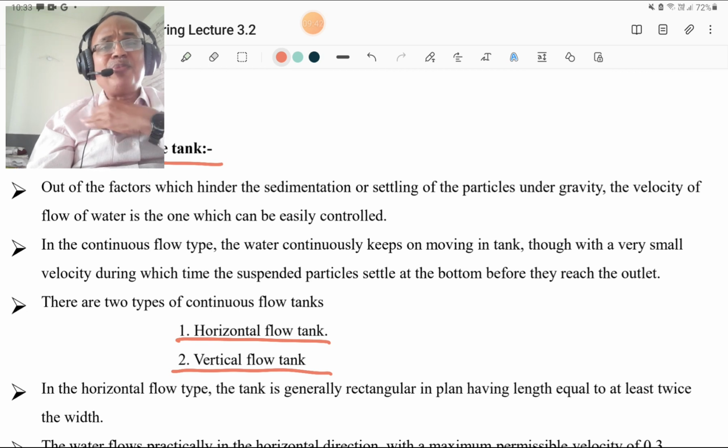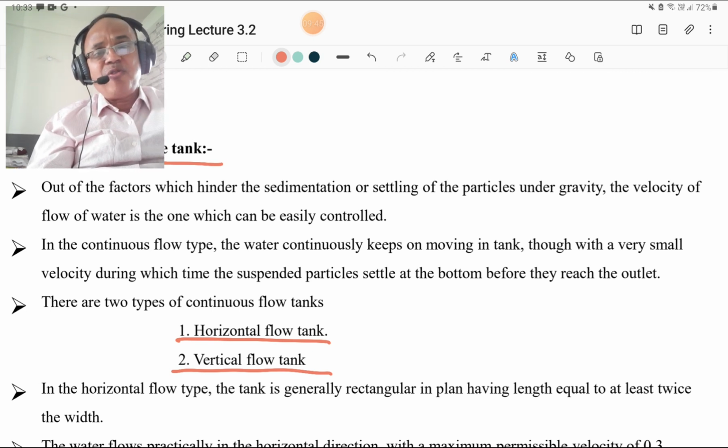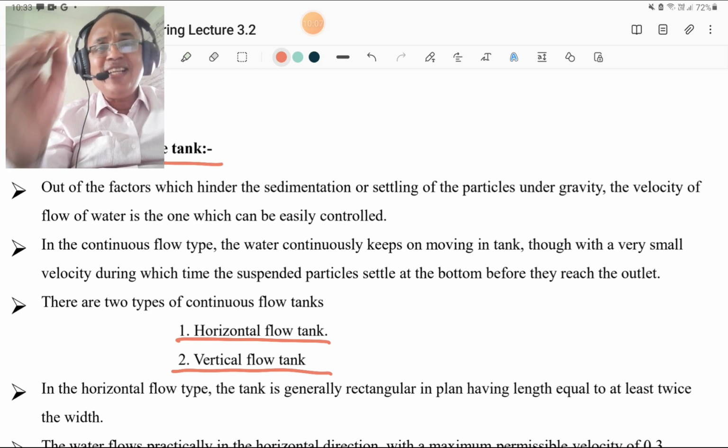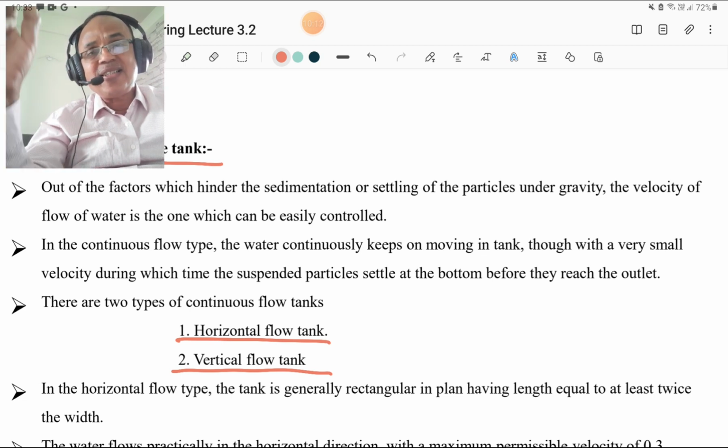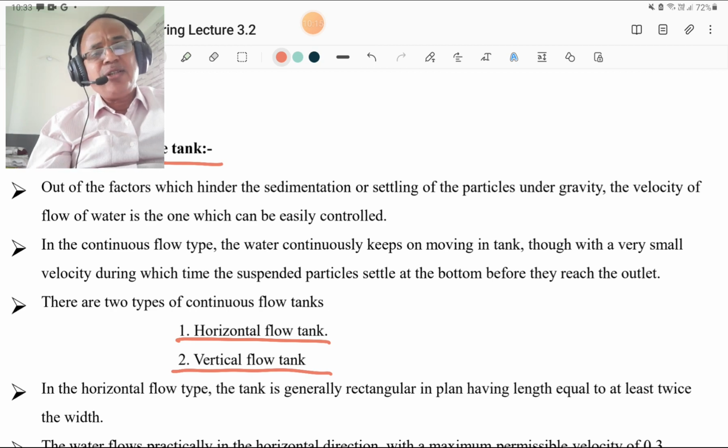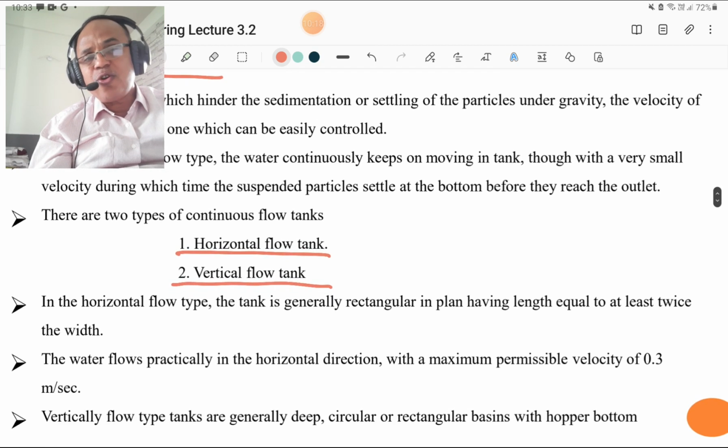In a continuous flow type of tank, the velocity of flow of water is one which can be easily controlled. In continuous flow type, water continuously keeps on moving in the tank, though with a very small velocity, during which time the suspended particles settle at the bottom before they reach the outlet. So the velocity in a continuous flow type of tank is designed in such a way that the particles settle down at the bottom of the tank. There are two types of that, as I discussed earlier: horizontal flow tank, and second, the vertical flow tank.